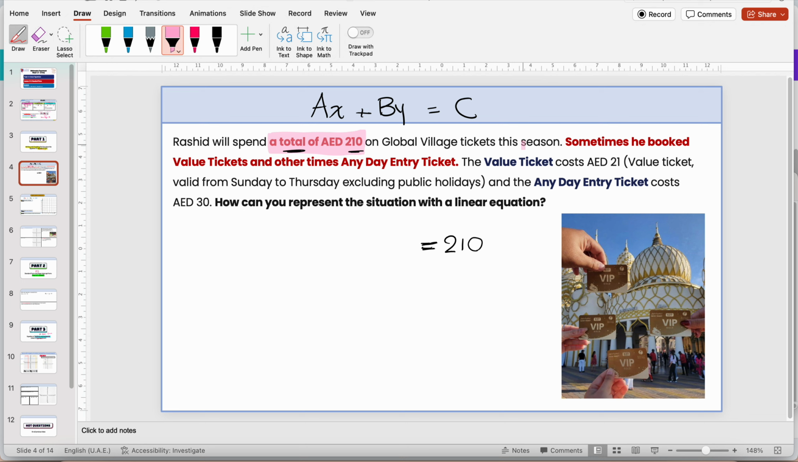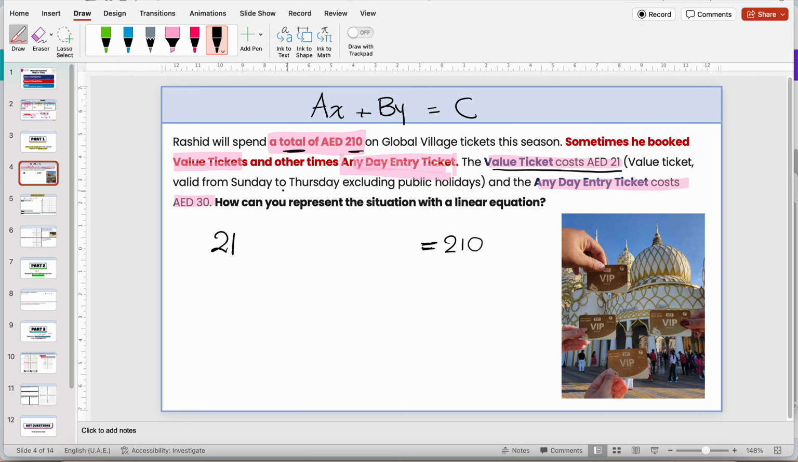On Global Village tickets this season, sometimes he booked value tickets, and other times he can book any day entry tickets. Now the value ticket costs 21 and any day entry ticket costs 30. How can I represent it as a linear equation? A value ticket costs 21, so I have 21 dirhams. I have to multiply it by a variable that represents how many tickets I'm going to buy. In this case, I can choose either X or Y.